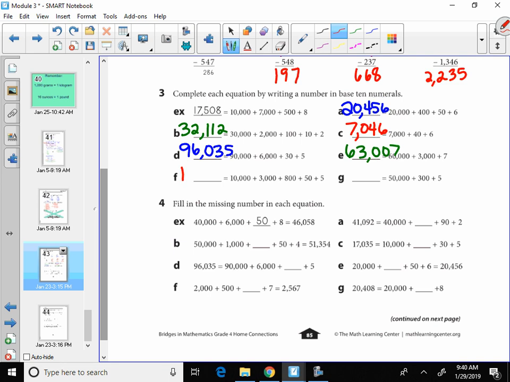I see a 1 in the 10,000s place, a 3 in the thousands, 8 in the hundreds, 5 in the tens, and a 5 in the ones. And the last one, a 5 in the 10,000s place, nothing in the thousands place, a 3 in the hundreds place, nothing in the tens place, and a 5 in the ones place.